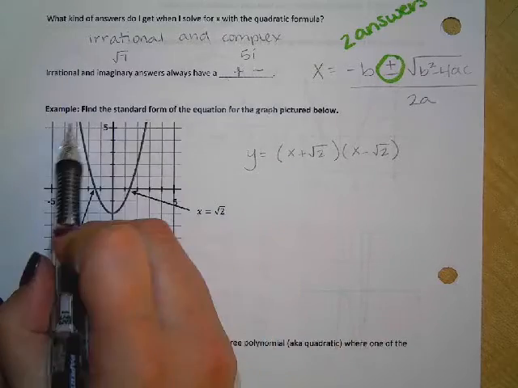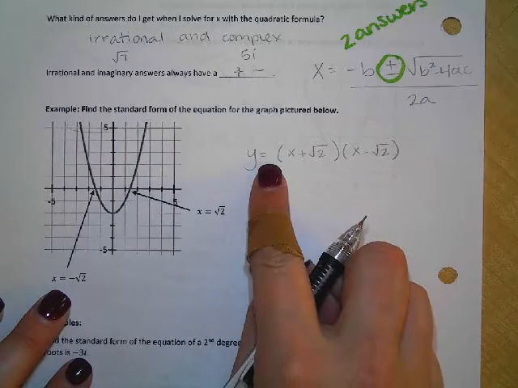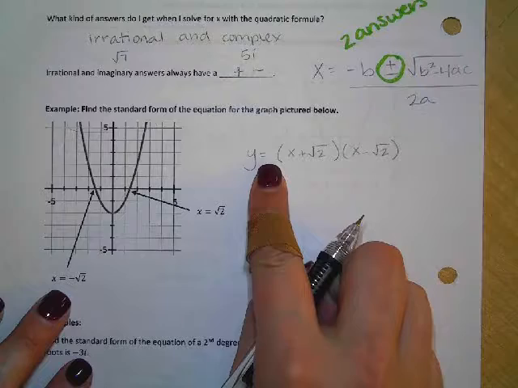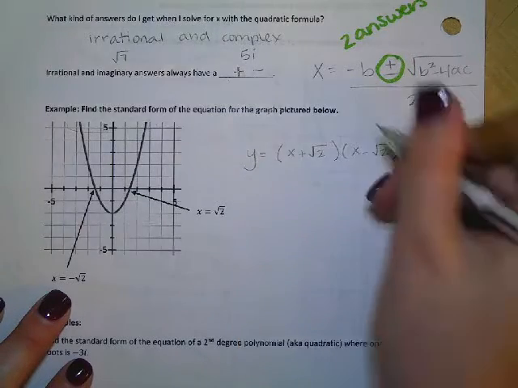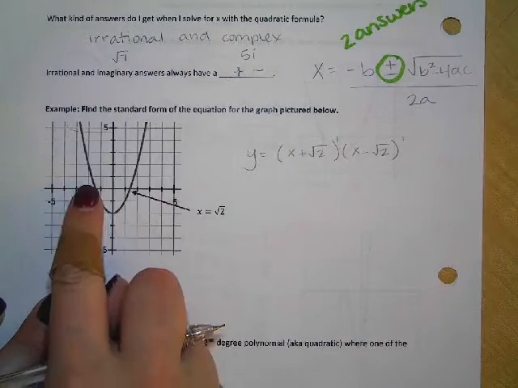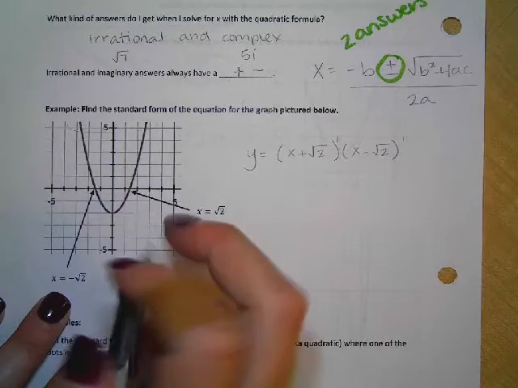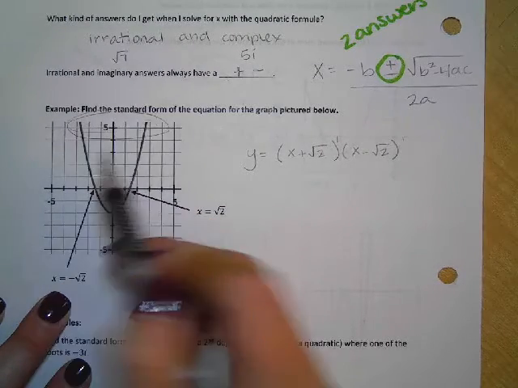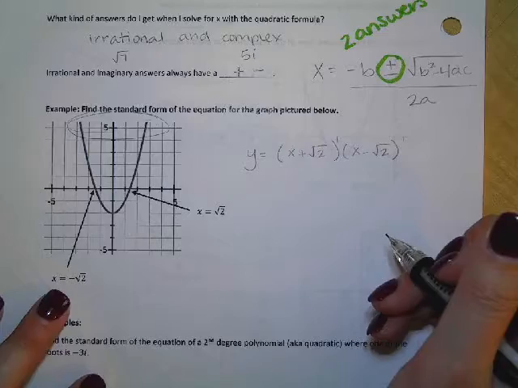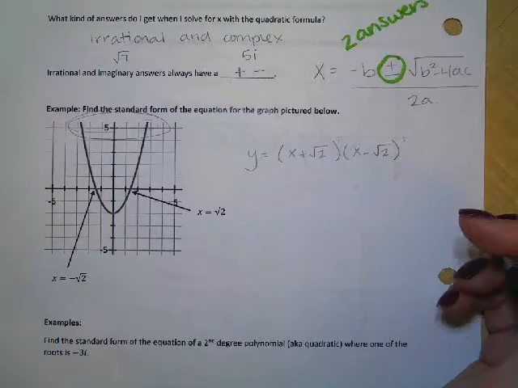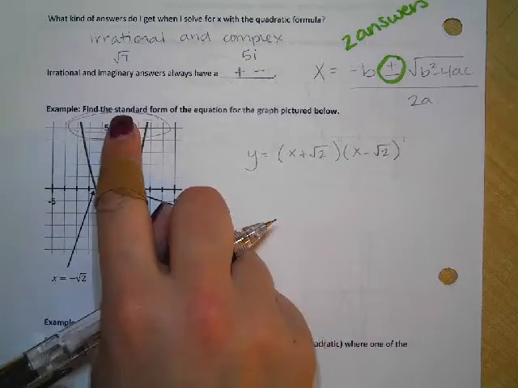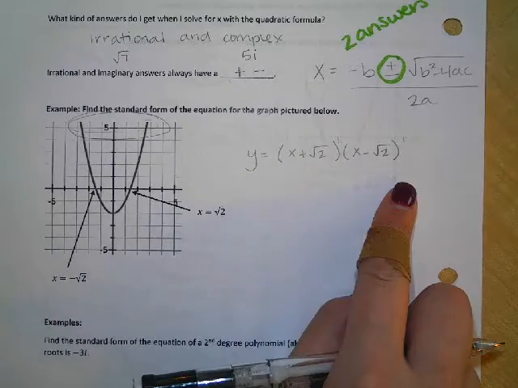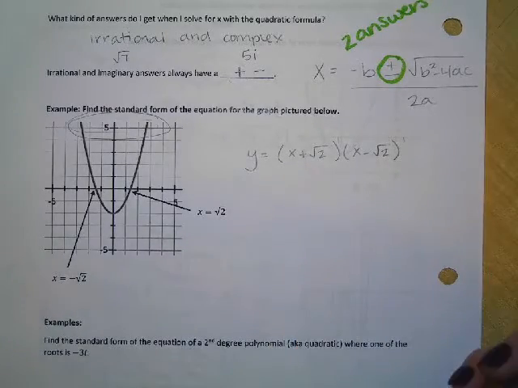Both arrows go up, so what does that tell me about the coefficient? Each factor is to the power of 1, because they go straight through. Multiplicity of 1, multiplicity of 1. But when both arrows go up, what does that tell me? It's positive. It's got a positive coefficient. So to write the standard form, this is the linear factorization, I have to FOIL.